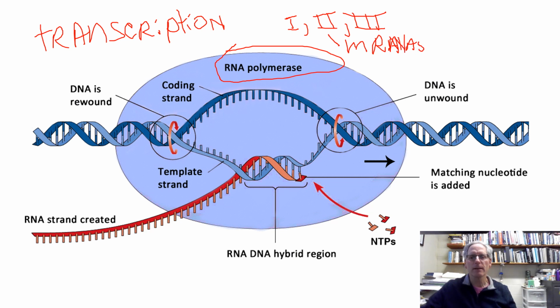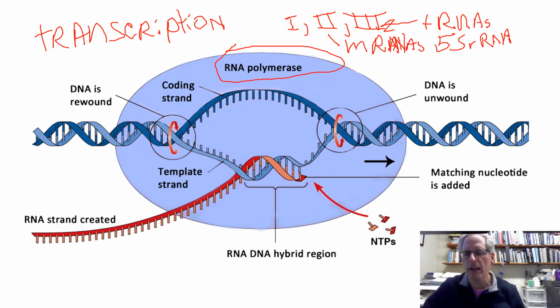Oh, that's messy. Yep, you get the point. And RNA polymerase 3 makes tRNAs. It also makes a small ribosomal RNA called the 5S ribosomal RNA. Then it makes some small RNAs that are used for regulation.